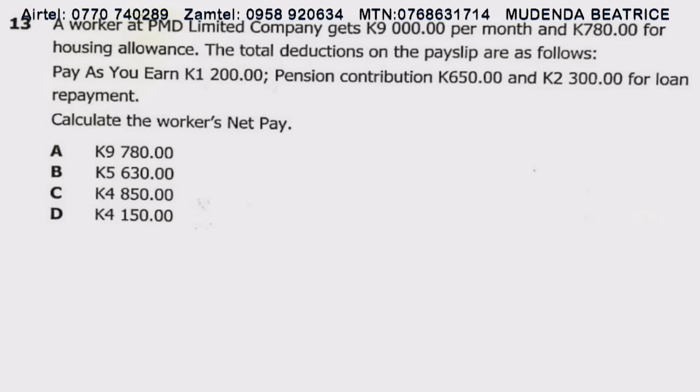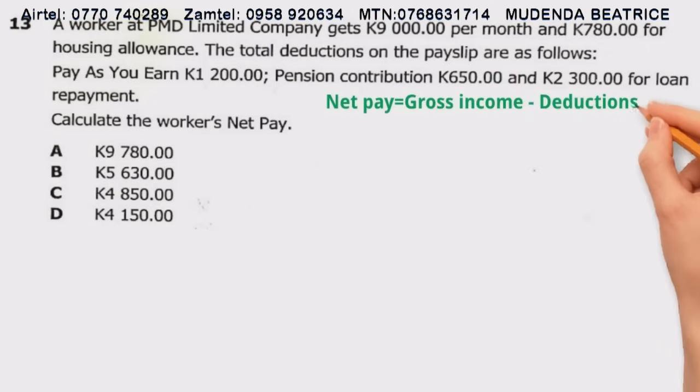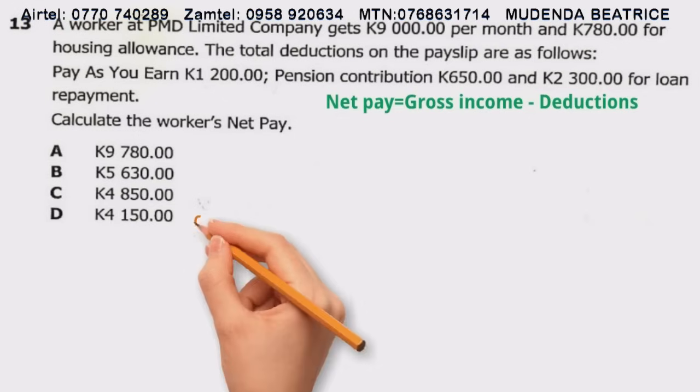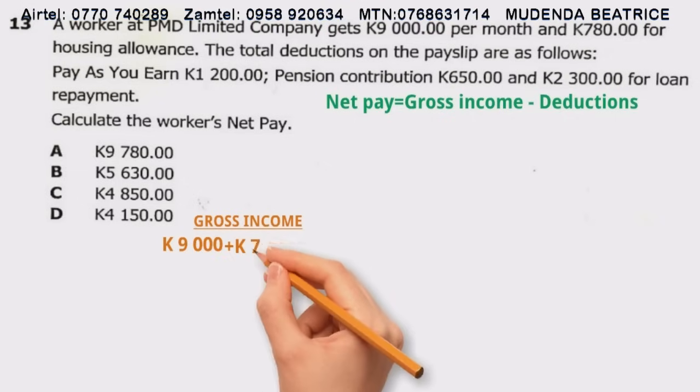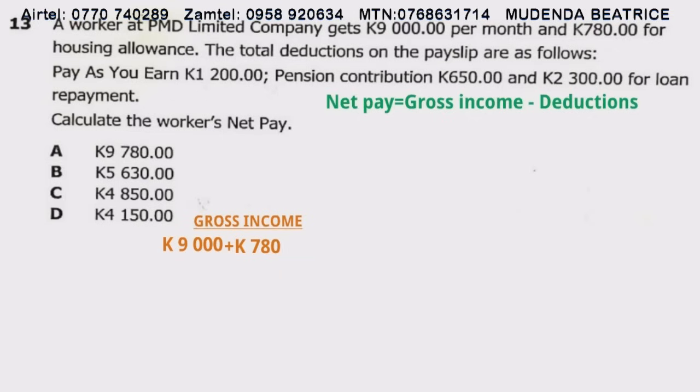So for us to calculate the net pay for this worker, what we need to understand is that when we find the gross income, we should deduct the deductions. Then it's going to give us the net pay. So we can come up with an expression which is net pay is equal to gross income minus deductions. So first, let's find the gross income. Gross income is what he gets paid, which is 9,000, plus the housing allowance, which is 780 kwacha.